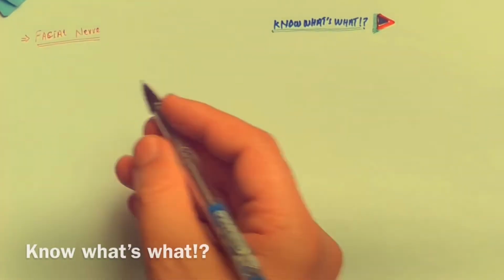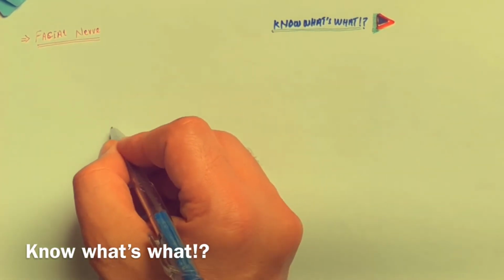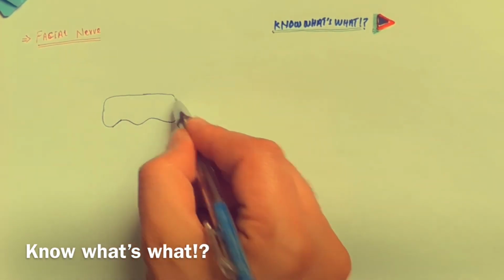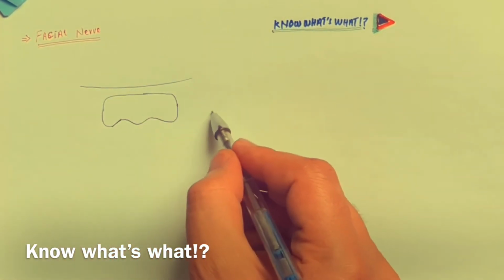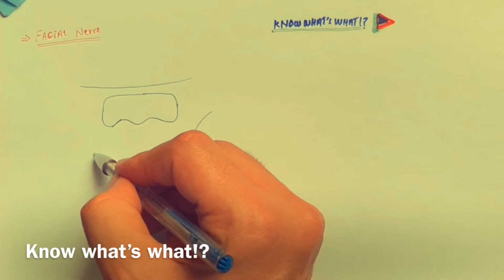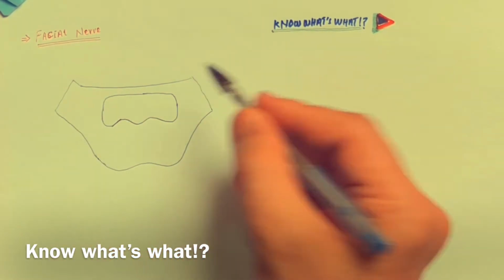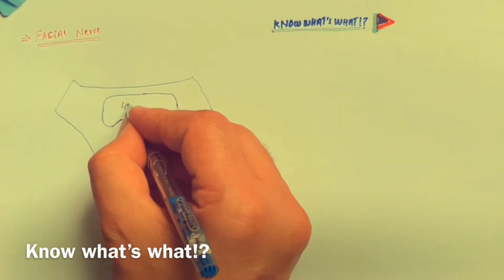Hi, in this video we are going to look at the facial nerve, the different fibers it has and the different nuclei it has, and then the course of the facial nerve and the different structures the facial nerve passes through and the different structures it supplies.